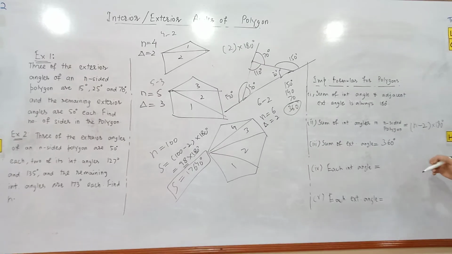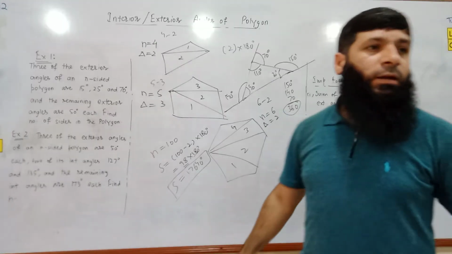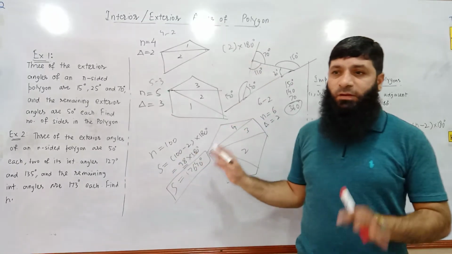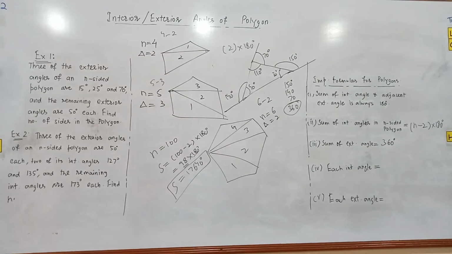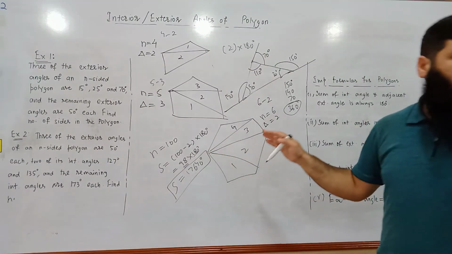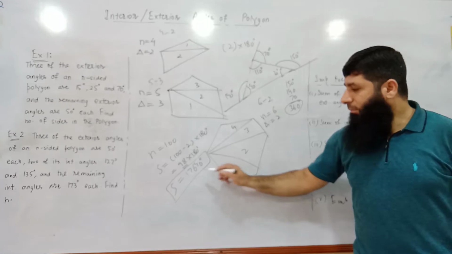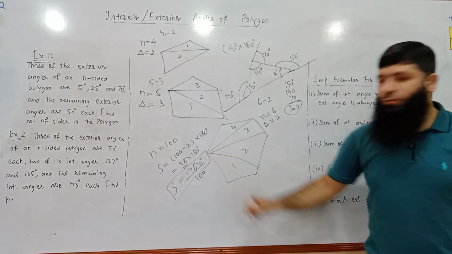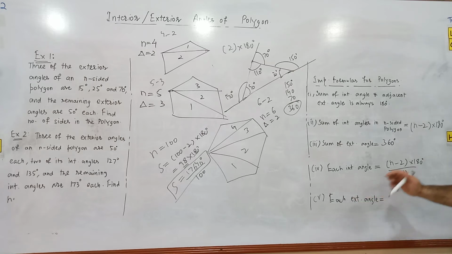And if you need to find each interior angle, for example, in this polygon you had 100 sides and 100 angles, and the sum of these 100 angles is 17,640. The value of each interior angle can be calculated by dividing this sum by the number of sides. So each interior angle will be equal to (n minus 2) multiplied by 180 divided by n. Similarly, you can find the value of each exterior angle by dividing this sum over the number of sides.